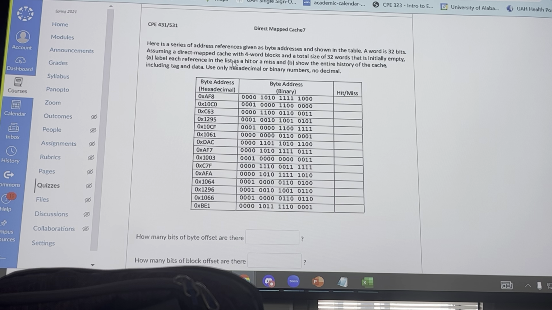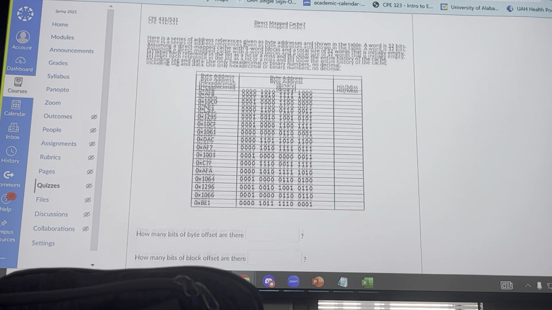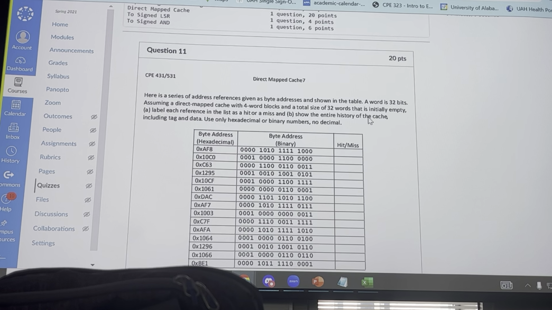Label each reference in the list as a hit or a miss as you go down in time. Time goes downward. Show the entire history of the cache, including tag and data. Only use hexadecimal or binary numbers, no decimals.